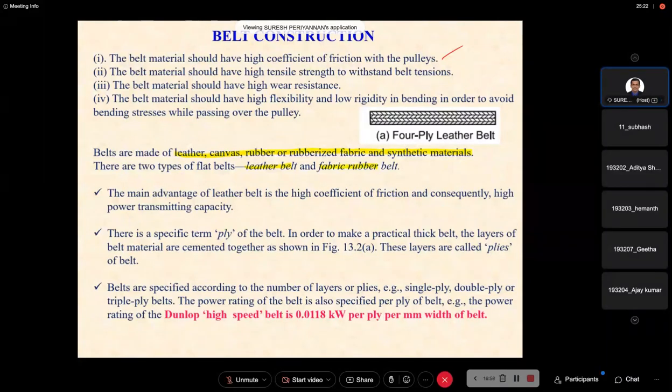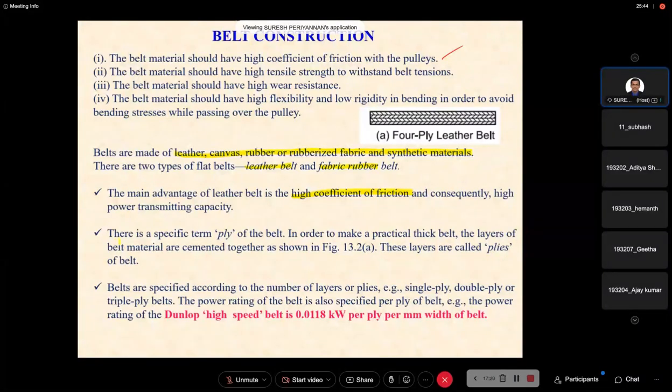The main advantage of the leather belt is its high coefficient of friction. Now we are talking about the leather belt. It has a high coefficient of friction, and consequently high power transmission capacity. We will see the fabric rubber belt later.